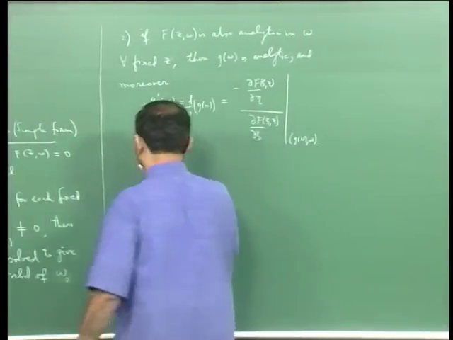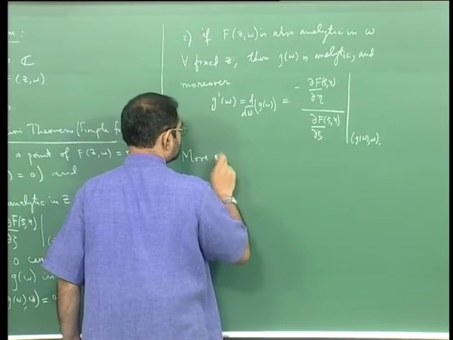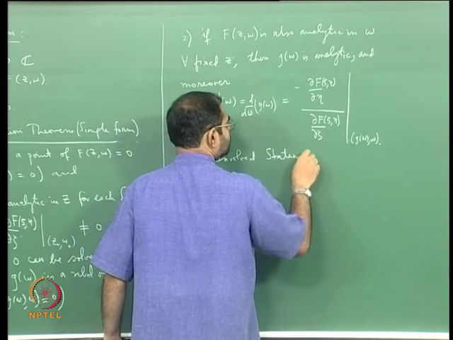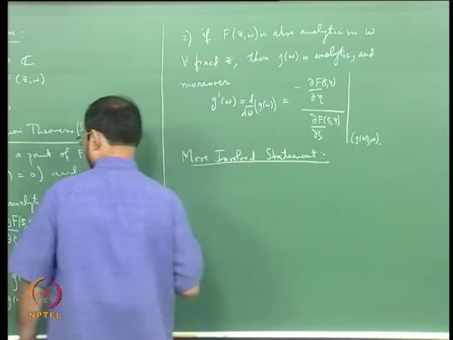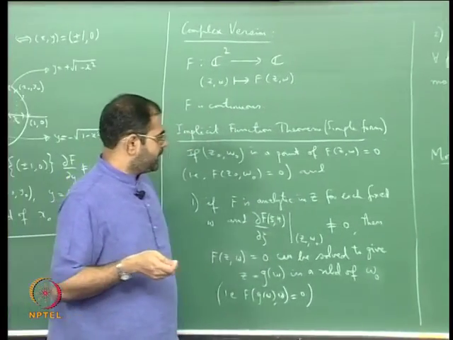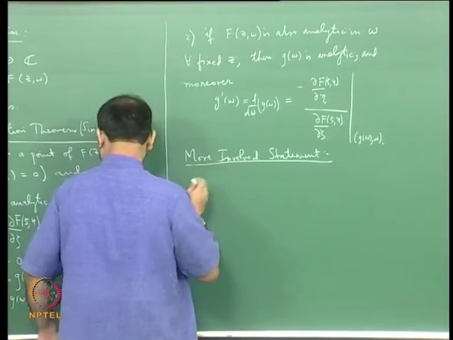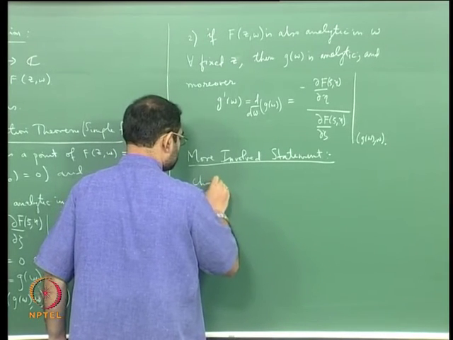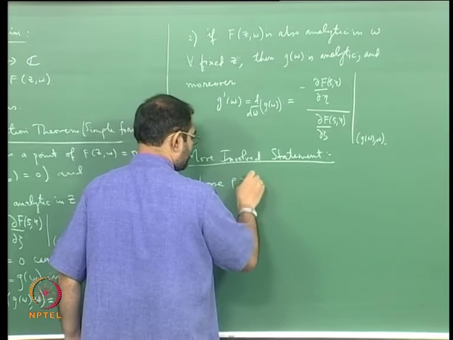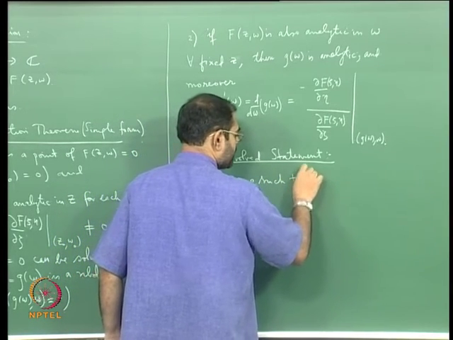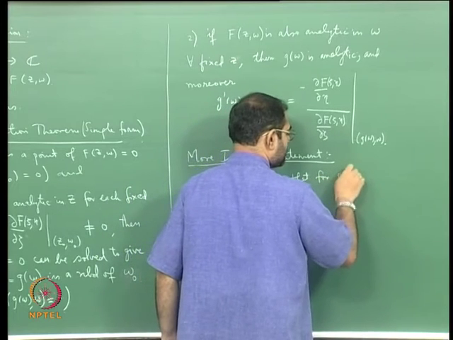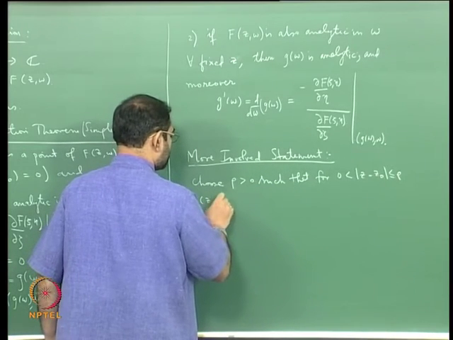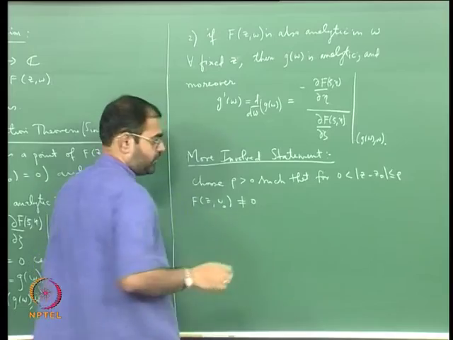Now, what is a more involved statement? The more involved statement is the following. It will tell you what these neighborhoods are. It will give you more information. Choose rho greater than zero such that for zero less than mod z minus z naught less than or equal to rho, f of z comma w naught is not zero.